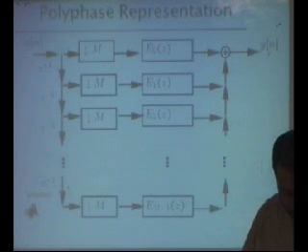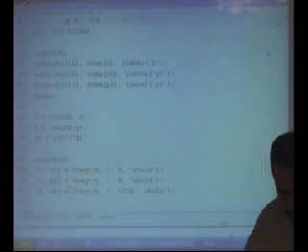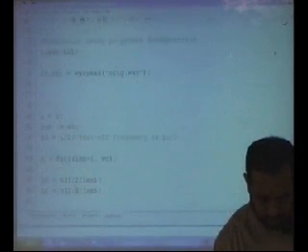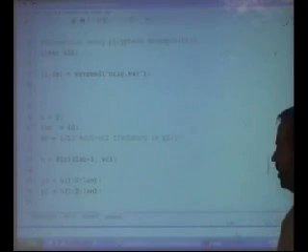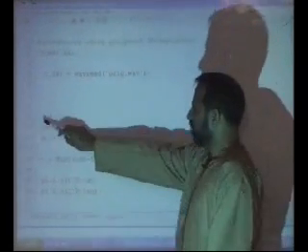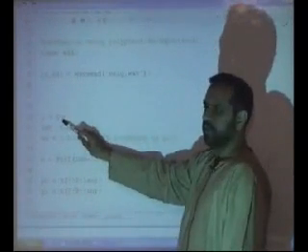in MATLAB. So here is the, again, very trivial to implement. There's really nothing in it. For example, I'm sorry, I'm using L, I should have used M, but it means decimation by 2.